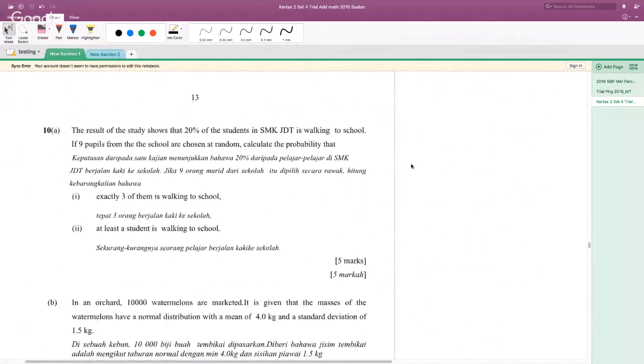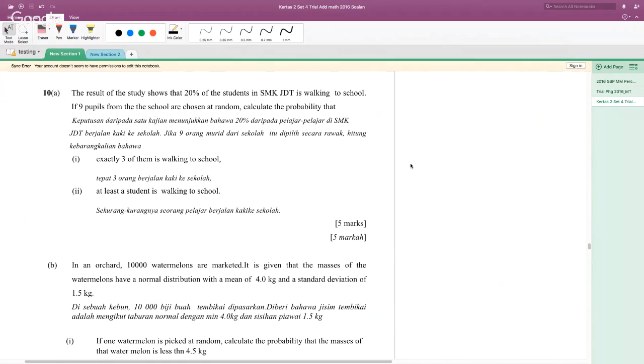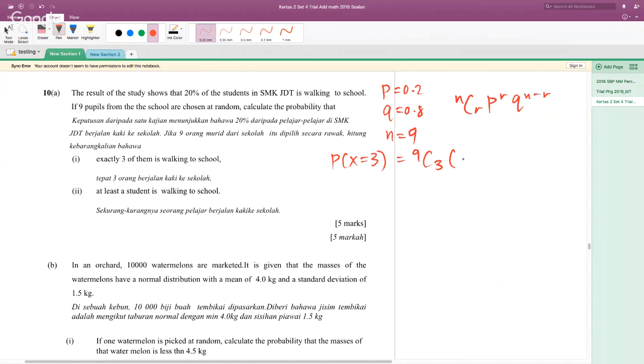Okay, so let's have a look at question number 10. The result of a study shows 20% of the students in the SMKJDT walk to school. That means I know p equals 0.2, q equals 0.8. If 9 students from the school are chosen at random, n equals 9, calculate the probability of exactly 3, x equals 3. Then I just apply the formula nCr p^r q^(n-r). So n is 9, C 3, p is 0.2 to the power of 3, q is 0.8 to the power of 6.